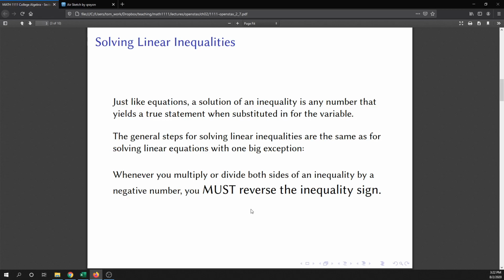Generally speaking, there are going to be a lot more solutions to linear inequalities than to linear equations, so writing your answer will also be more complicated. We will talk about that in a subsequent video. For right now, the big thing to focus on is that whenever you multiply or divide both sides of an inequality by a negative number, you must reverse the inequality sign. All right, let's take a look at our first example.